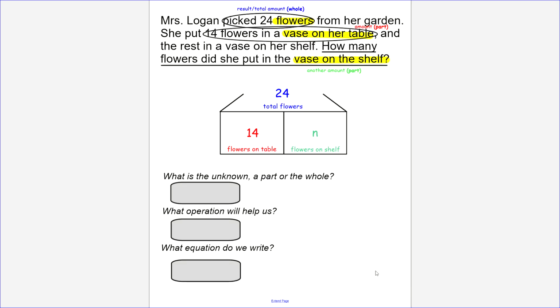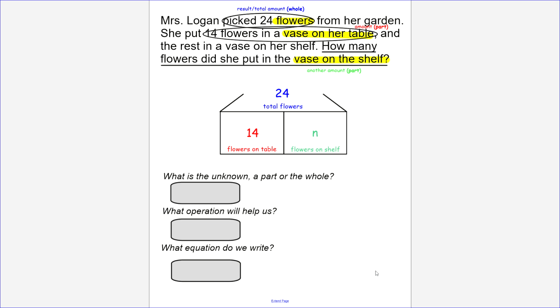Now let's go ahead and look at that problem about Mrs. Logan and her flowers. Let's reread it to ourselves to help keep it fresh in our minds. Mrs. Logan picked 24 flowers from her garden. She put 14 flowers in a vase on her table and the rest in a vase on her shelf. How many flowers did she put in the vase on the shelf?